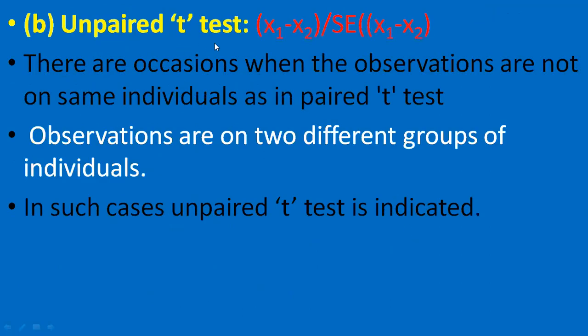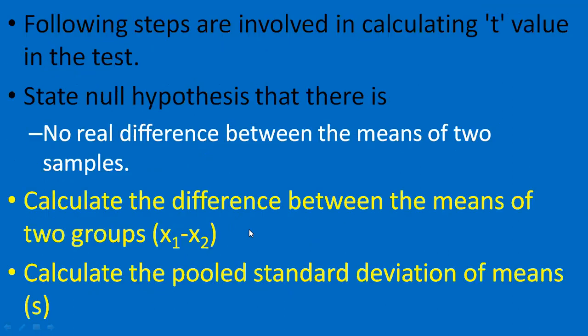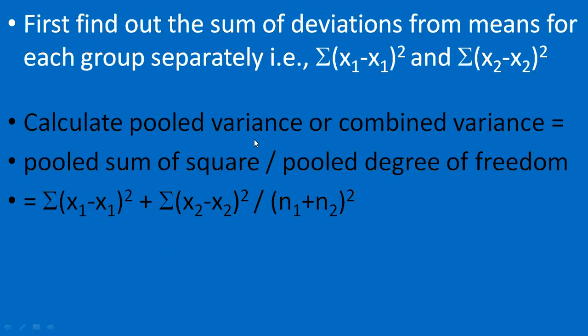Now coming to the unpaired t-test. We apply the unpaired t-test when we have two different independent observations from two samples. So in such a case, we go for this t-test. Again, the steps: first, the null hypothesis, no real difference between the means of two samples. Then calculate the difference again. Then calculate the deviations from the means, and then calculate the standard deviation.